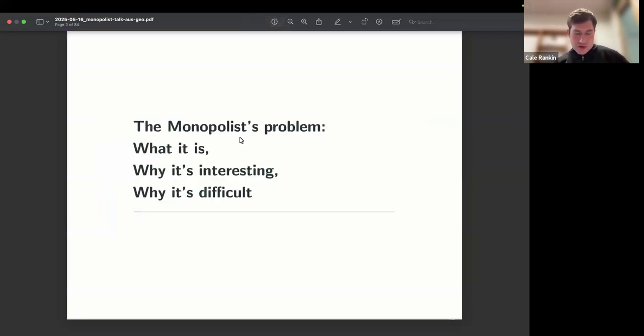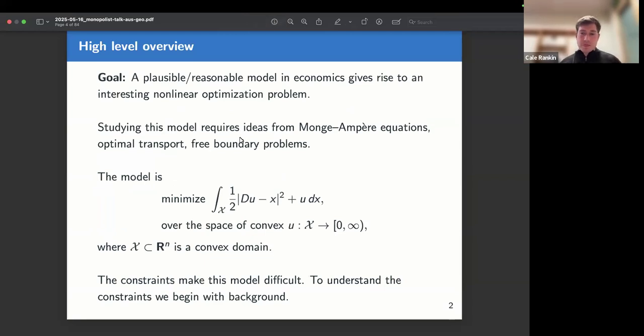So first section of the talk, intro to the monopolist's problem. What I really want to convince you of is that a plausible or reasonable model, which does initially arise in economics, actually gives rise to what is a very interesting problem in nonlinear optimization and the calculus of variations. I'm going to explain that studying this model requires ideas from Monge-Ampère equations, from optimal transport, and from free boundary problems. Now I'm going to go ahead and hit you with the model right from the start.